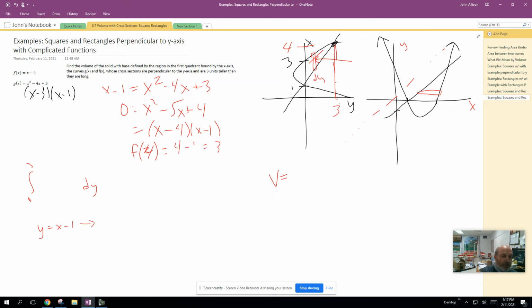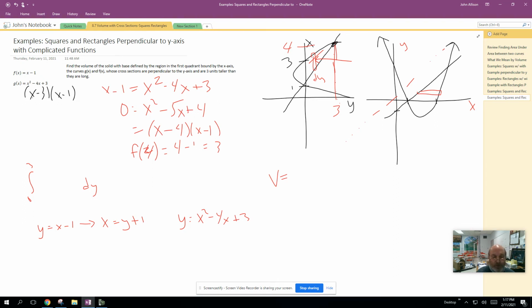When I add 1 to both sides, I get x equals y plus 1. And then we'll solve the g of x. So this one's going to be a little more involved because it's y equals x squared minus 4x plus 3. I'm going to have to complete the square on this to solve this. I need this to be a perfect square binomial on the quadratic side.